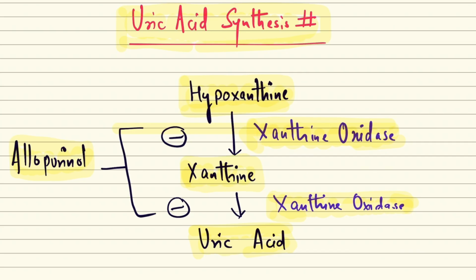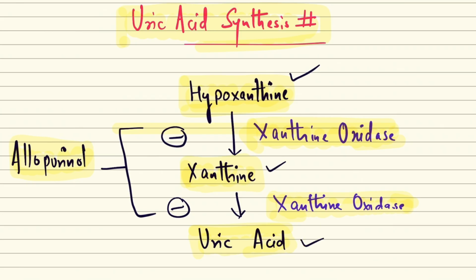Before discussing allopurinol, we should first know how uric acid forms inside the body. So let's discuss uric acid formation. Normally, whenever a cell is broken down, there is a release of a lot of purines, like hypoxanthine and xanthine. These are basically the purines, and they are responsible for the formation of uric acid.